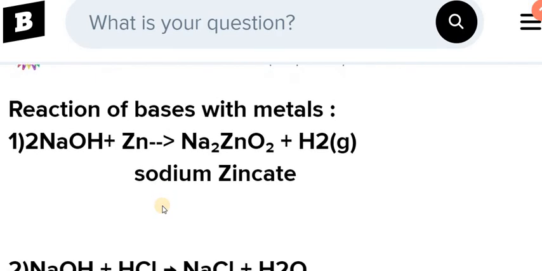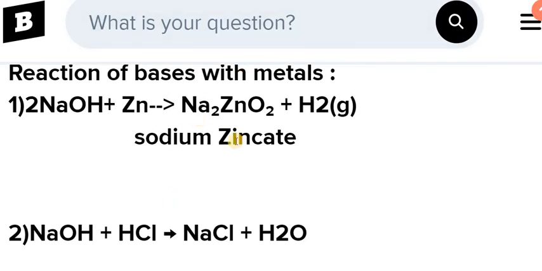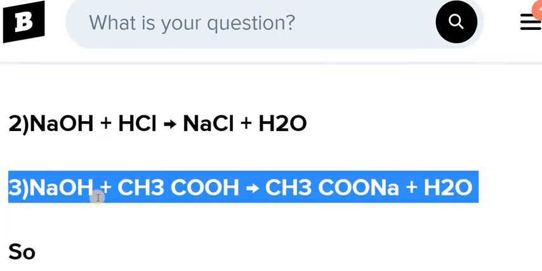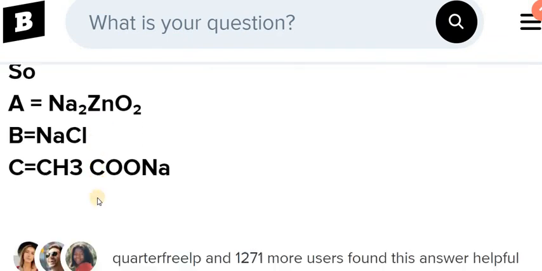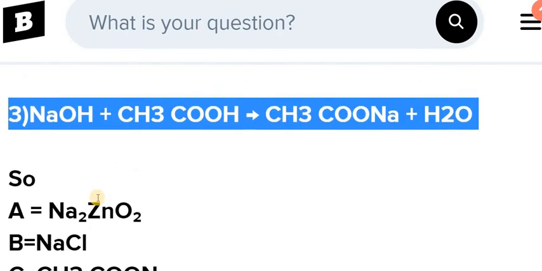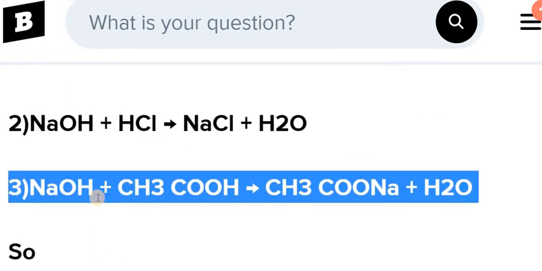The first reaction is called a displacement reaction, you can consider. The second reaction is a neutralization reaction. The third reaction, you can consider as an acidification as well as a displacement reaction.